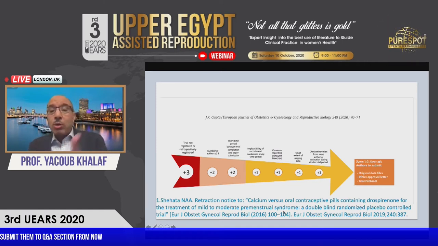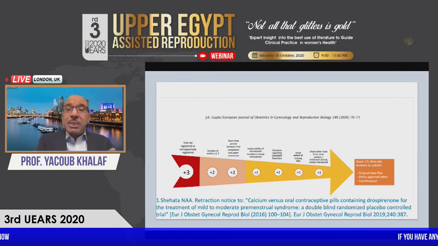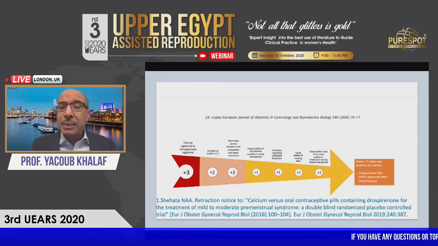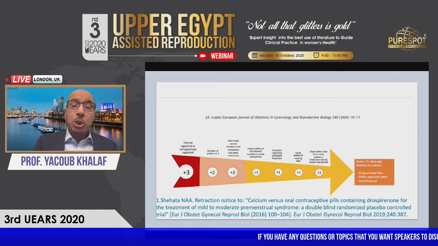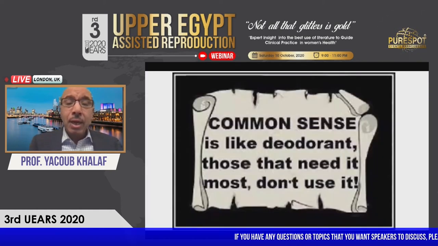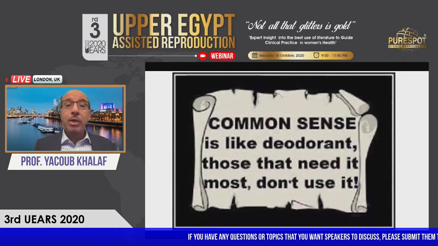Calcium versus oral contraceptive pills containing drospirenone for the treatment of mild to moderate premenstrual syndrome, a double-blind randomized controlled trial. I could only see a single author. And not surprisingly, it was retracted 3 years later. Then surely the intentions were great, but the conduct must have suffered so much so that it was questionable and had to be retracted. And these things do not require Sherlock Holmes. They only require common sense.